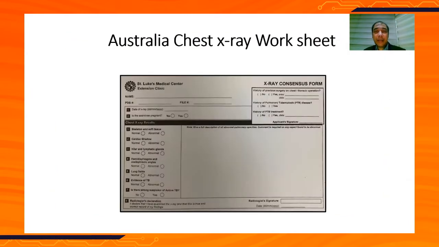Now, here is the chest X-ray worksheet for Australia. And based on the X-ray findings, the appropriate box is marked in the worksheet, and in eMedical, a grading system of A and B is selected. Now, a grade A shows no significant findings, while a grade B would show an abnormal chest radiograph.